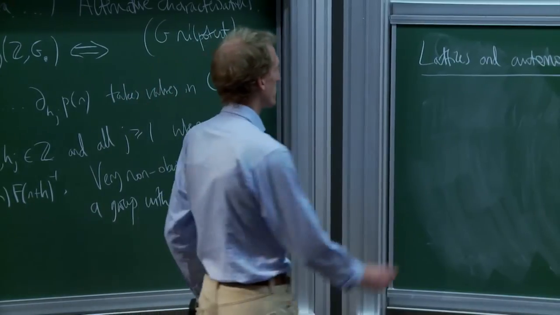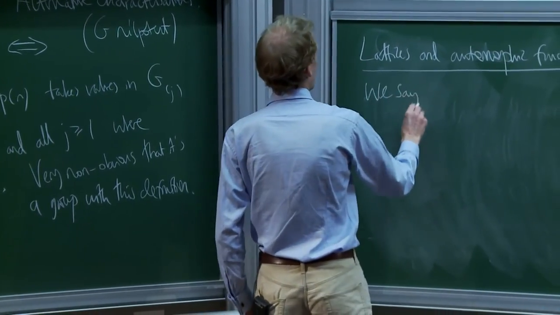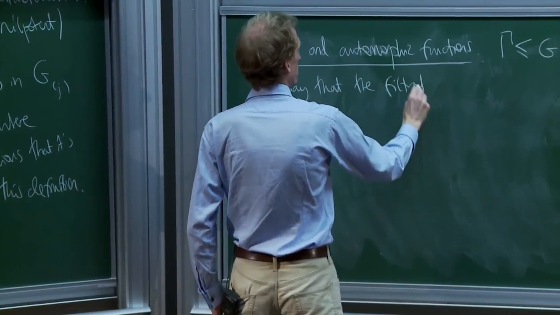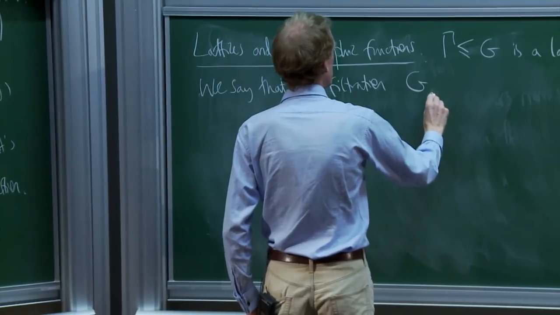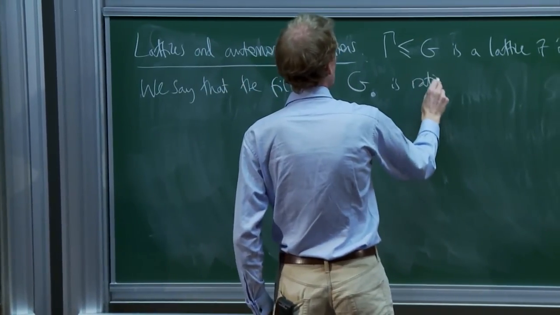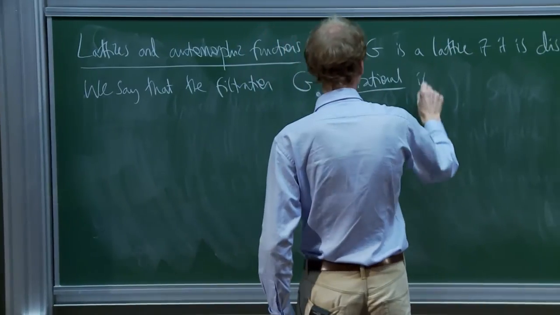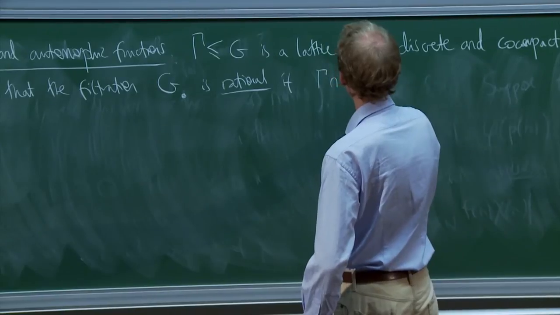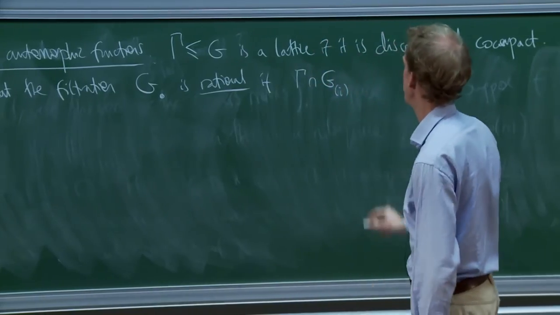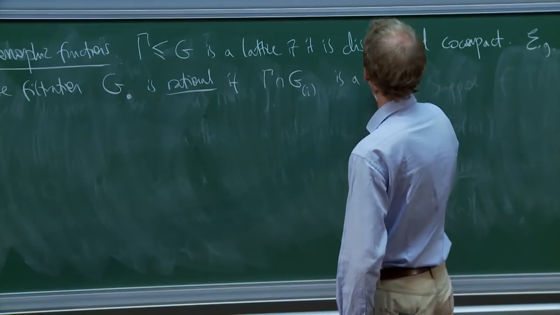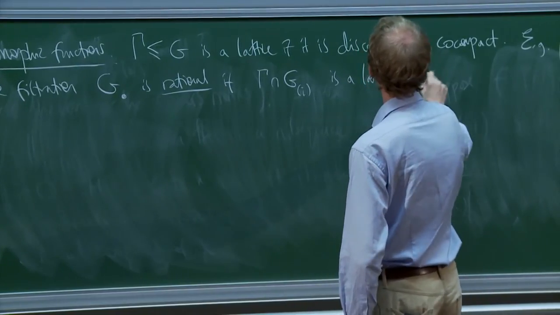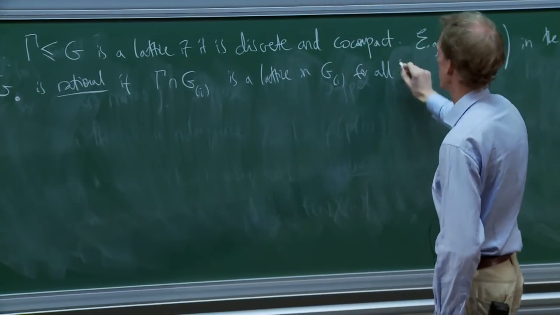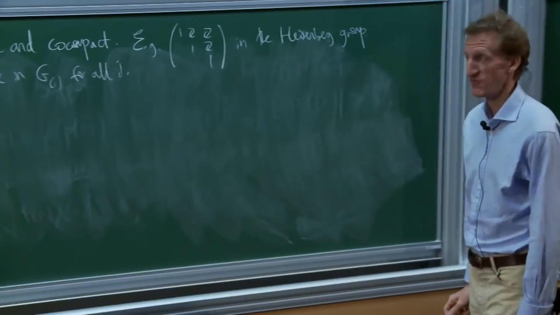I'm always going to assume, we say that the filtration G bullet is rational if gamma basically forms a lattice in each element of that sequence, and we'll only ever be interested in rational filtrations.